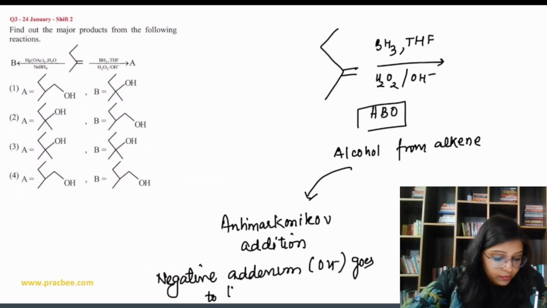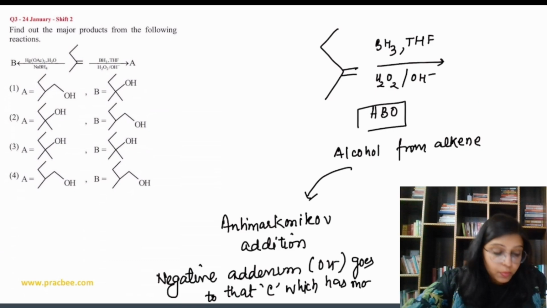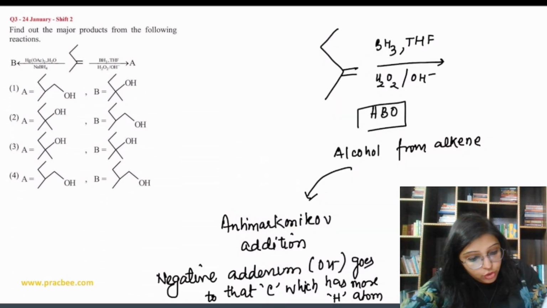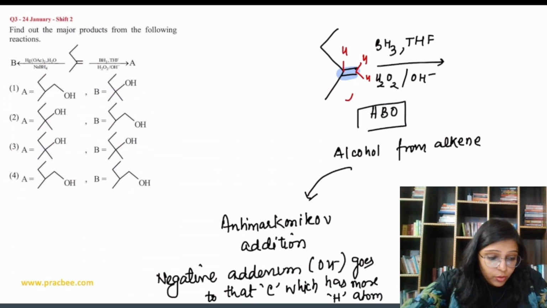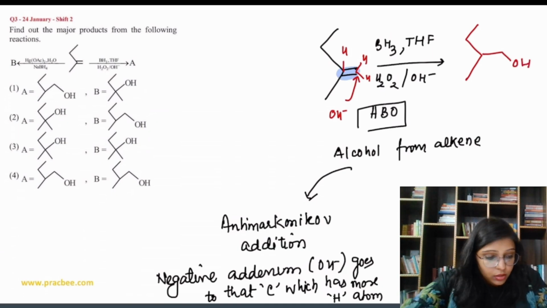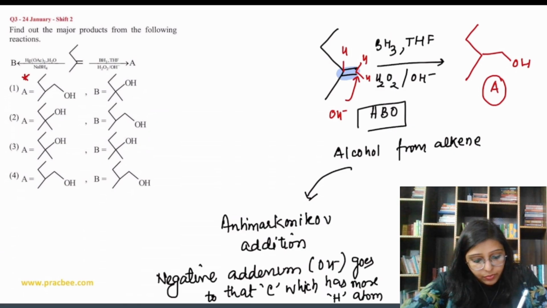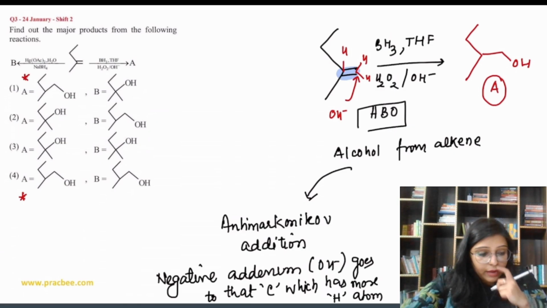It goes to that carbon which has more hydrogen atoms. So it means we have to check over here. If you see this carefully, we have 2 hydrogens over here, and here we have only 1 hydrogen. So it means OH minus goes to this carbon. So if OH minus goes to this carbon, we have this. This is going to be the product. So this is option number A. Now check option number A. So if we see, we can have option number 1 and option number 4. Right. Now we have to check the next reaction.